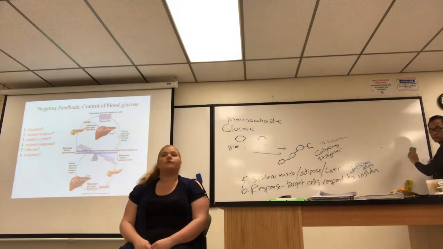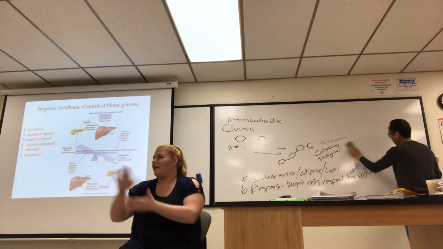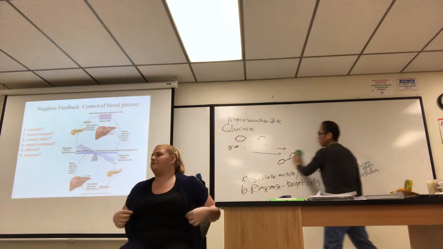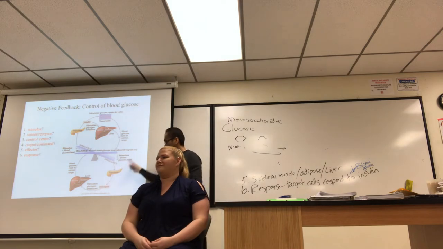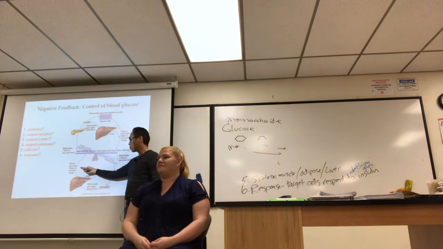Actually, you do it on your half sheet. Take a few minutes. Do the other imbalance. Blood sugar falls, go through the steps. How does blood sugar rise?